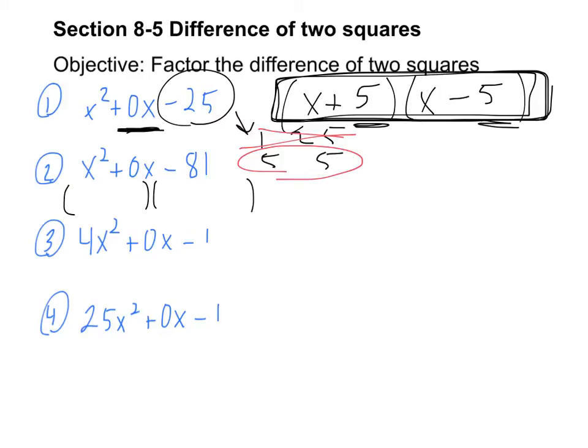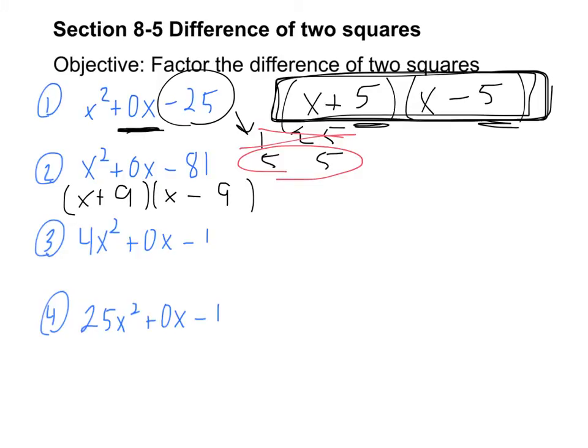Take a look at number 2. Okay, we need two numbers that multiply to 81, and they need to be polar opposites of each other. What's the square root of 81? Bingo. But one needs to be plus, the other needs to be minus. Okay.